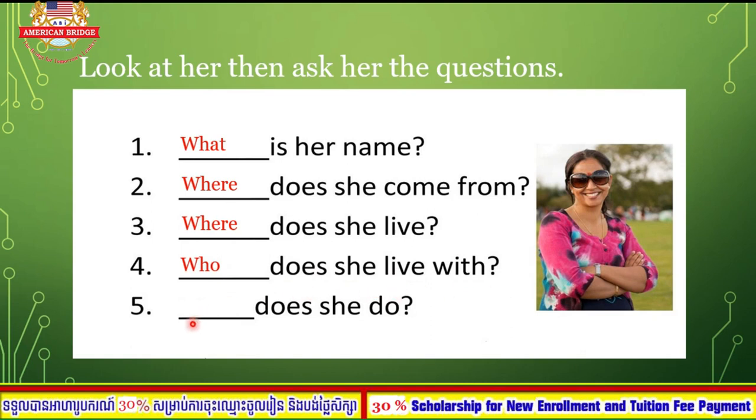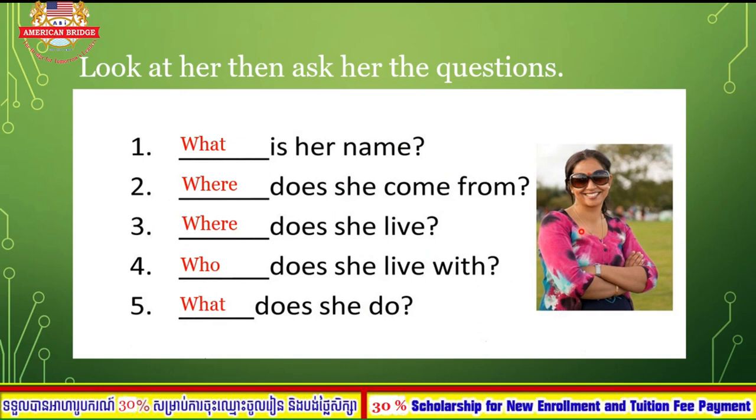How about number 5? Does she do? Maybe this is to know about information as well, right? Example, if you do homework and your friend asks you, what do you do? You need to tell them about the information. So this one as well. What does she do? Okay, great. Now we have created some questions to ask her already.